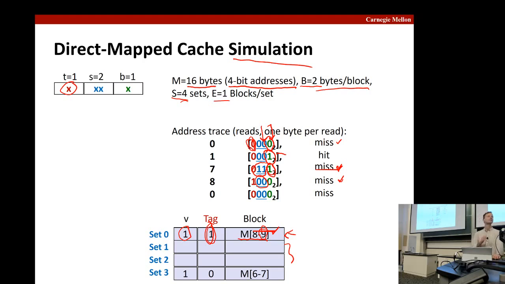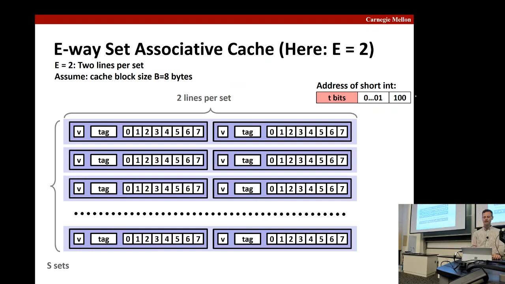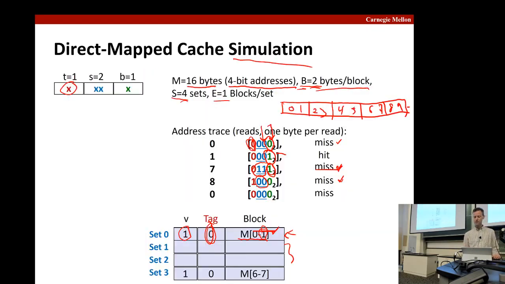Any questions on that? Yes? How do you get the 6 and 7? So it's, again, the memory is divided, we think of it as partitioned, into blocks of size B. So in this case, there's 2 bytes per block, which means that the first block is 0 and 1, then 2 and 3, 4 and 5, 6 and 7, 8 and 9, and so forth. Okay? So if you address either one of the pair, you get them both in there.